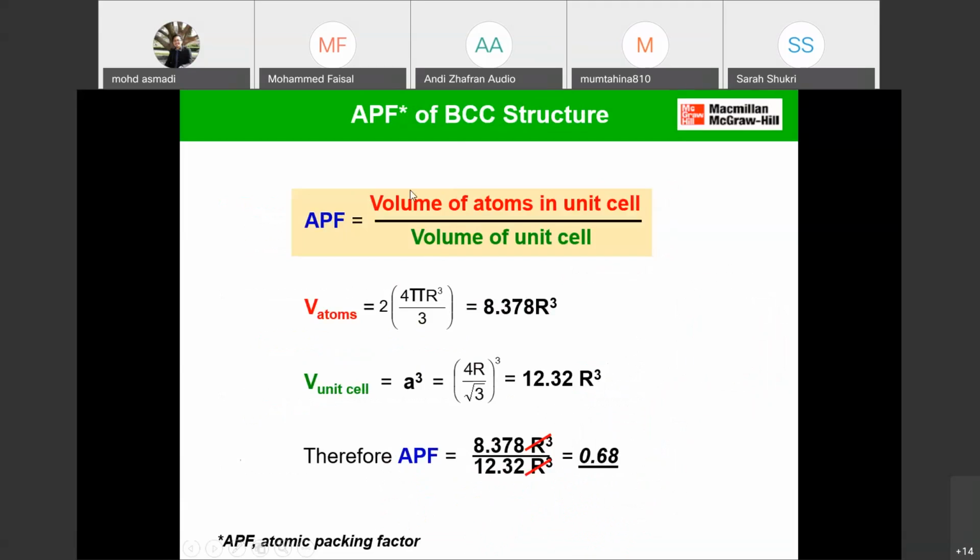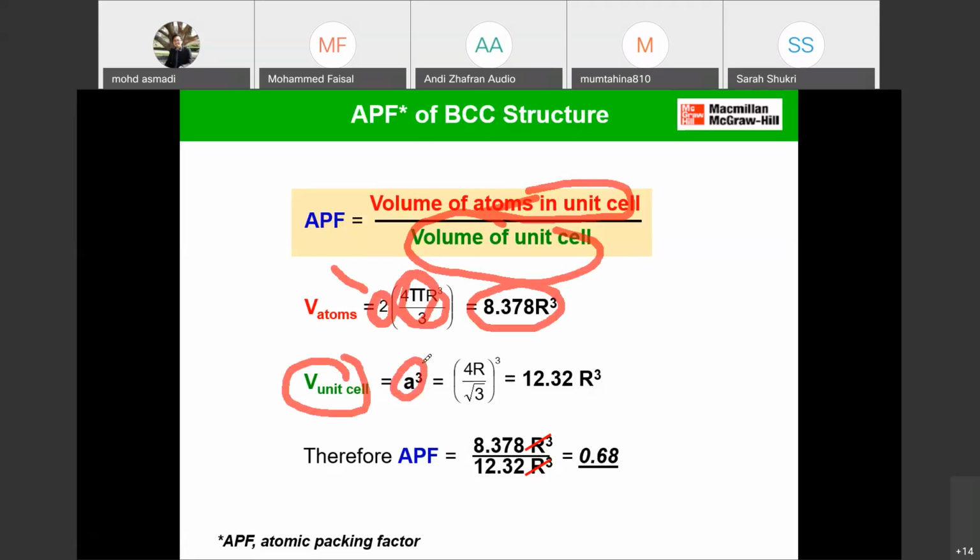To calculate the atomic packing factor, the general equation is the volume of atoms in the unit cell per volume of unit cell. For the V atoms, this is 2 because there are two particles in one unit cell, and this one is the volume of the sphere, times 2, so we can get 8.378 R cubed. While V for the unit cell, A to the power of 3, where A is 4R over root 3, we defined this already. So it is equal to 12.32 R cubed.